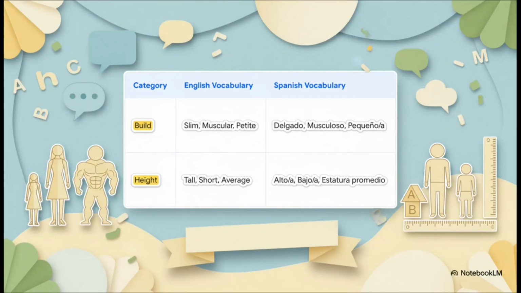And finally, to really complete that physical picture, we can talk about a person's general body type or their build. Are they slim, maybe muscular, or petite? And then, of course, their height, tall, short, or about average.